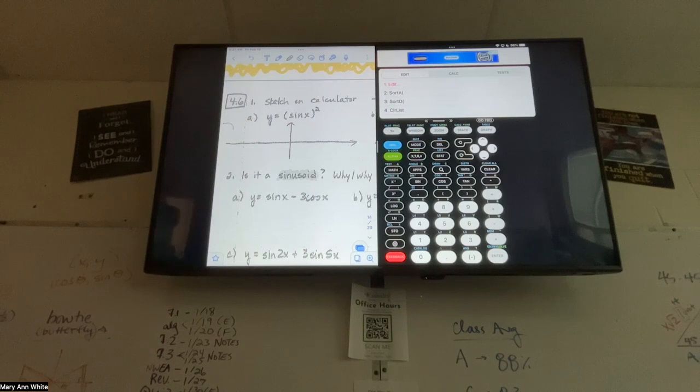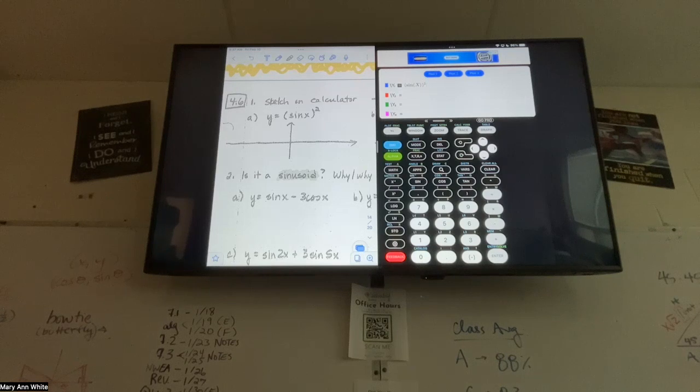4.6 is really small. It's not a super useful section, but we still look it over. We just spend a little time with it here. So when I go to 4.6 number 1 and I want to sketch y equals sine of x squared on the calculator, I'm going to put parentheses, sine of x, close the parentheses, and then put a square.